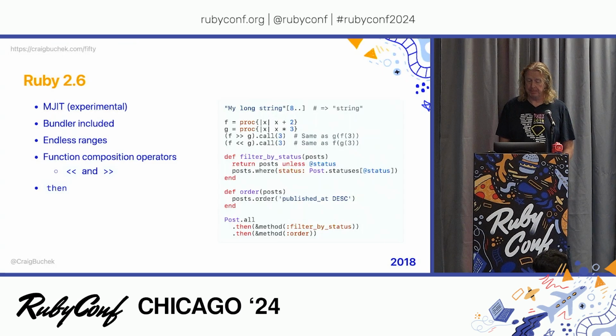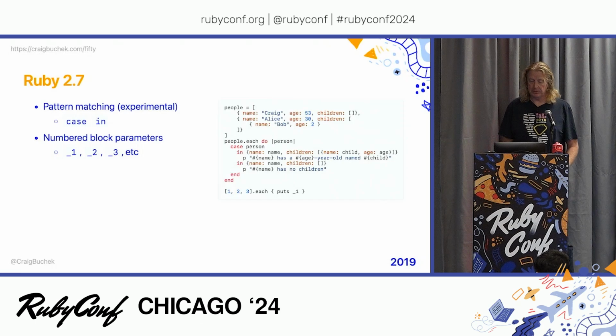MJIT was experimental. We also started including Bundler with Ruby. We got some function composition operators, and then to chain methods like pipes in Unix shell, or that actually probably came more from Elixir. Elixir has a triangle operator for piping, and it can clean up your code, as you can see on the screen.